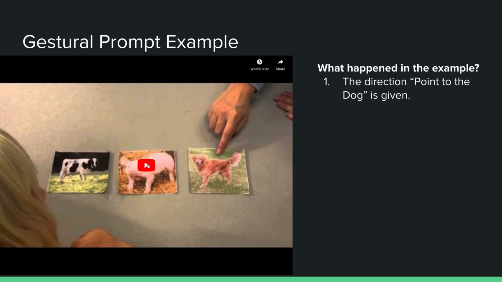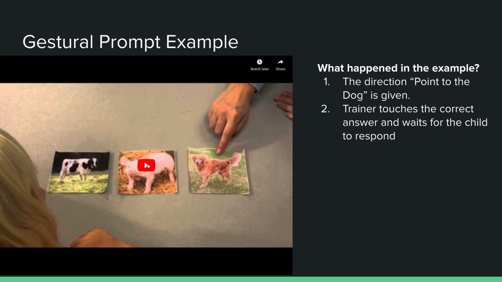So again, the direction point to the dog is given. The trainer touches the correct answer and waits for the child to respond. So that's what's different. All you do is touch the right answer that you want them to do and hope that they, independent of physical prompting, touch the correct answer.